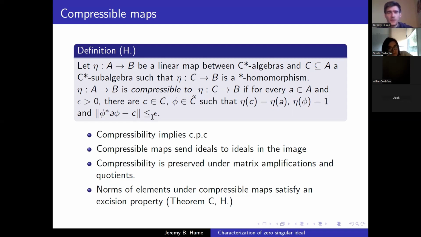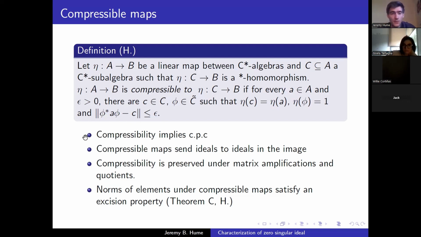Okay, so that's the definition. If you draw a commutative diagram, you can go from A to C by compressing, and then you can go from C to B by applying eta, and the diagram commutes. You could similarly go from A to B just by applying eta. But this only commutes approximately, because we have this epsilon.